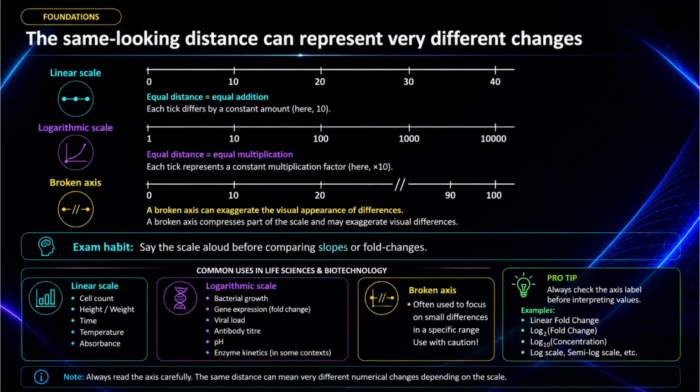One of the biggest mistakes students make in graph interpretation is ignoring the scale. Before interpreting any graph, always check the scale because the same looking distance can represent completely different numerical changes.